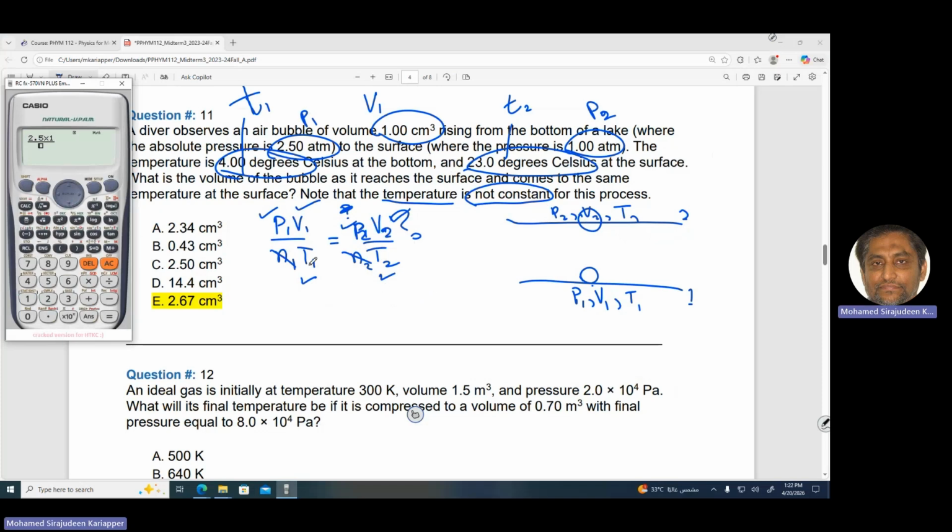So go down. T1. Now we have to be careful. At the bottom of the ocean, the temperature is 4 degrees. Yeah, it's cool there.